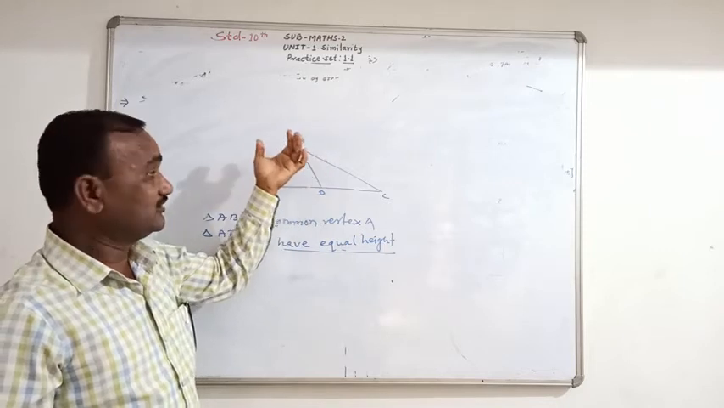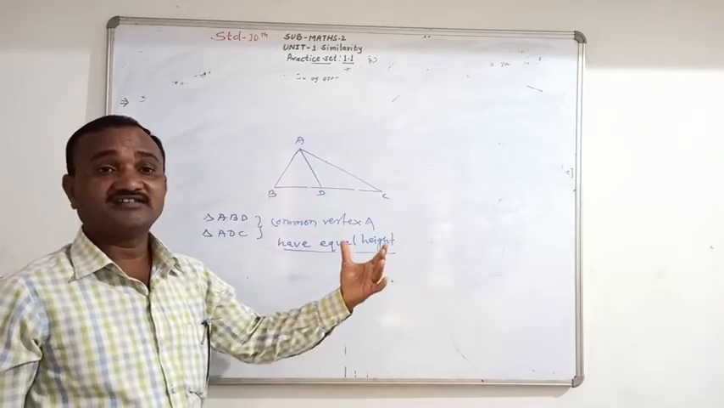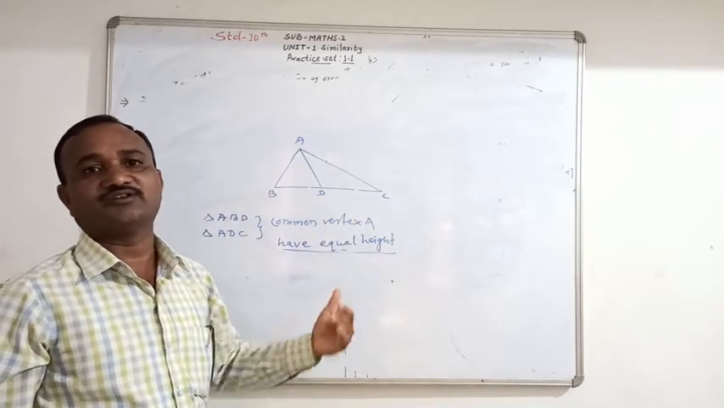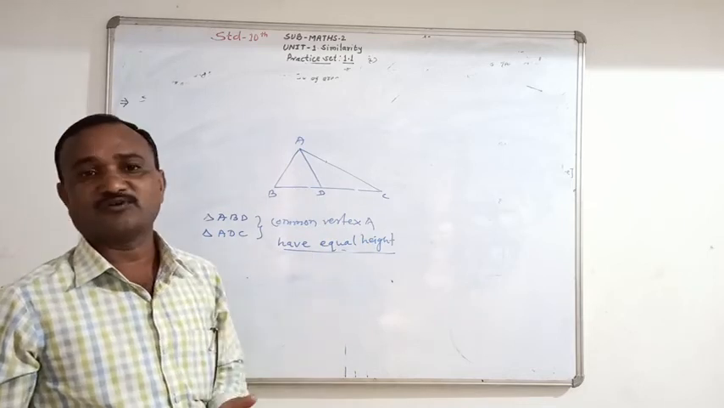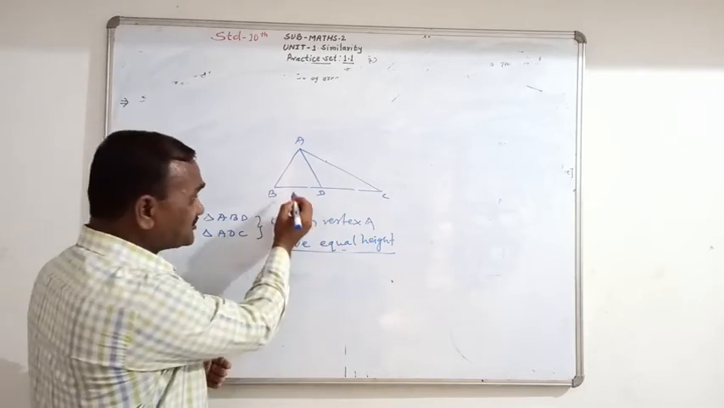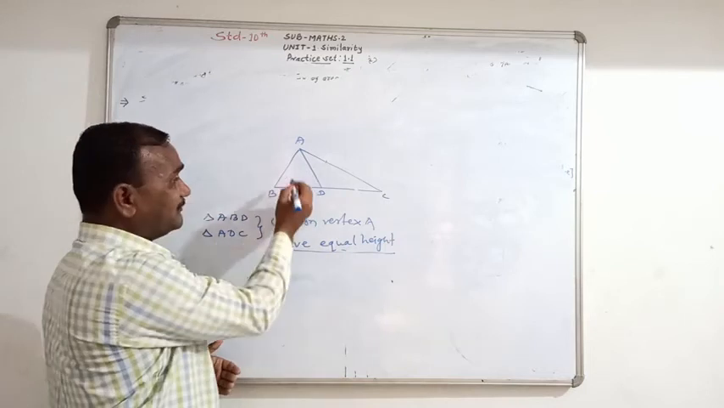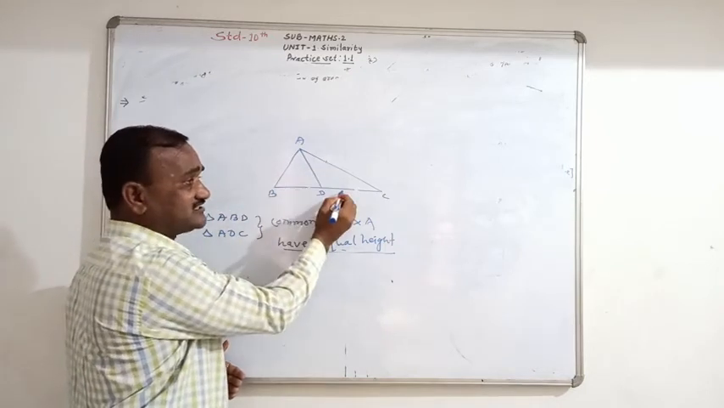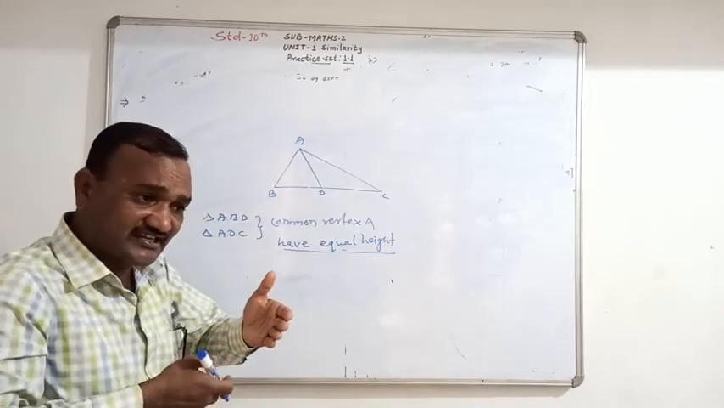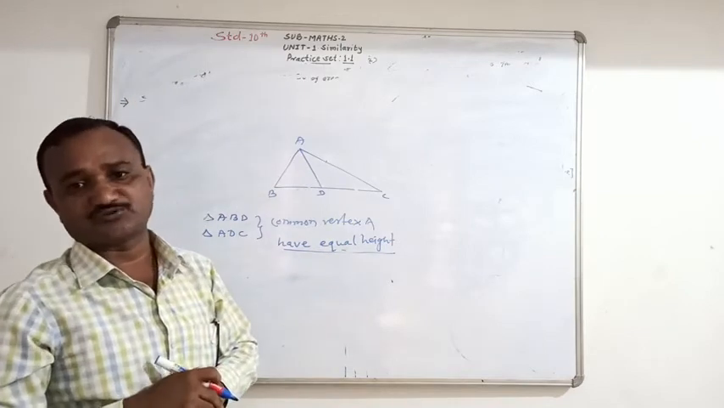Okay, so for triangles having equal heights, the ratio of areas of these two triangles equals the ratio of their corresponding bases. The sides which are in one line, so in triangle ABD, BD and in triangle ADC, DC, these sides are in one line, those are the bases of these two triangles.